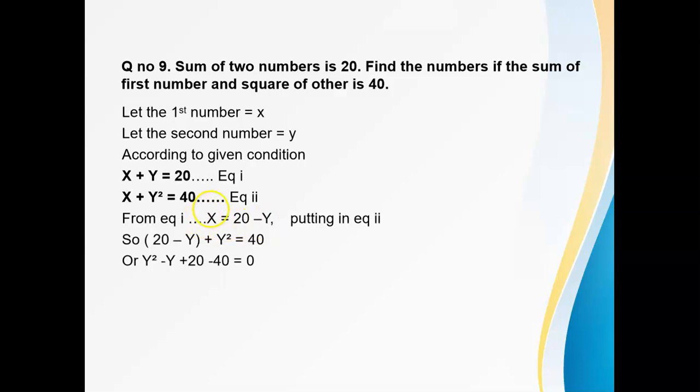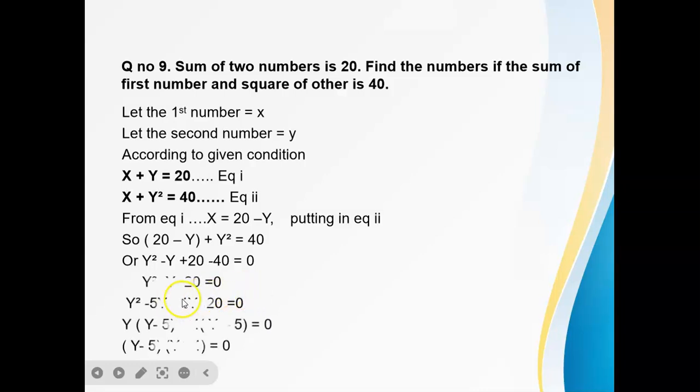Now from equation number 1, we will take the value of x, that is 20 minus y, and we will substitute it in equation number 2. Where you have x, there we will put 20 minus y plus y square equals to 40. Then we will rearrange it into standard form, which is y square minus y minus 20 equals to 0. By breaking the middle term, we have got its two factors as y minus 5 and y plus 4.